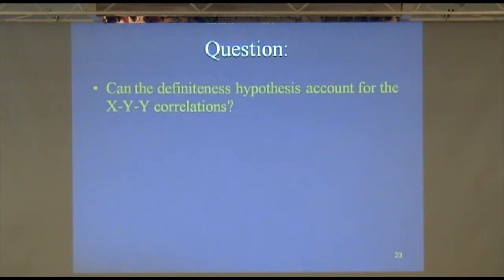First question. We're talking about cases where one of them is measuring X spin, the other two are measuring Y. In that case, is the definiteness hypothesis consistent? Does it actually work out so that you can describe it without contradiction? And the answer is yes.